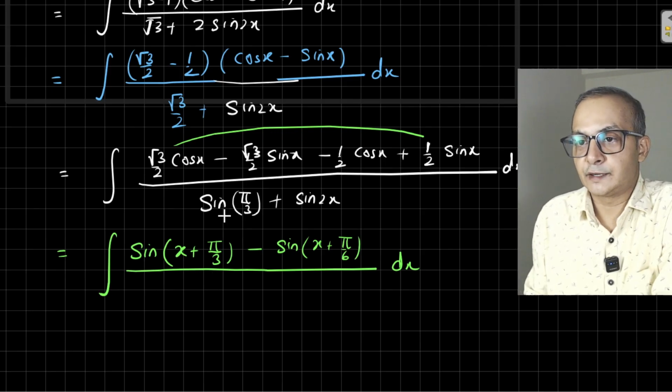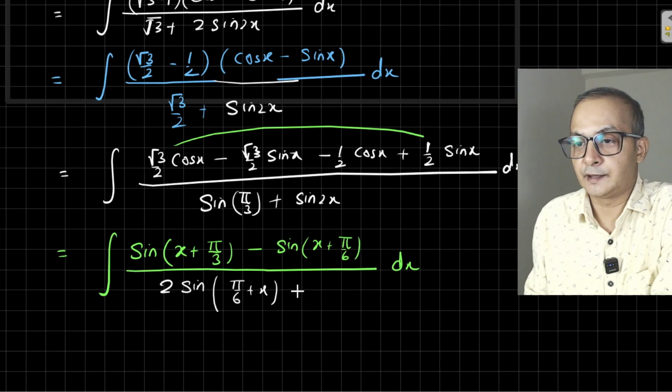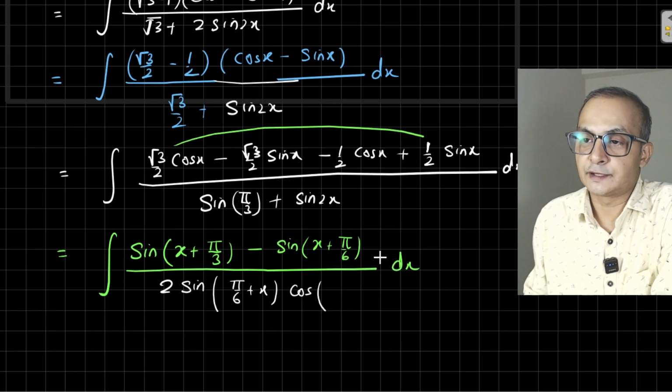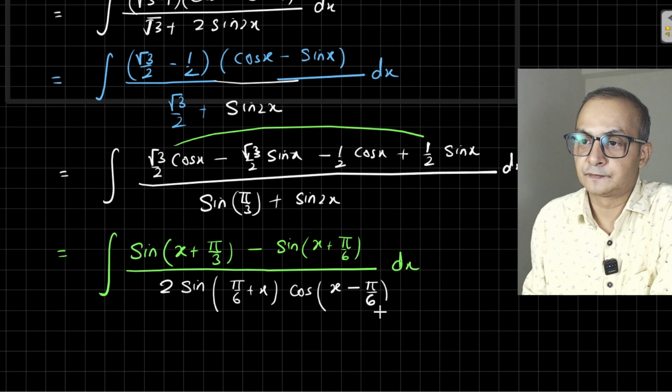Now here I'm writing the sine c plus sine d formula. So we get 2 sine of c plus d by 2, so that will give you pi by 6 plus x. And then cos of c minus d by 2, that is cos of x minus pi by 6.